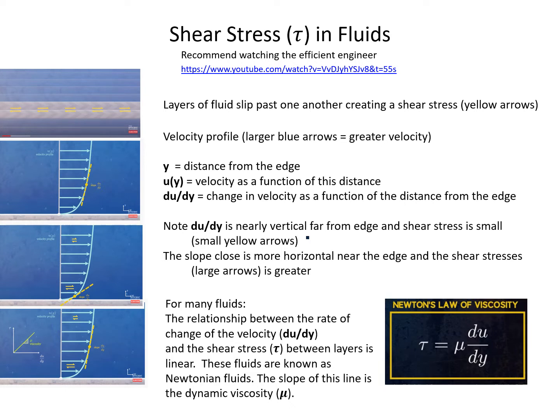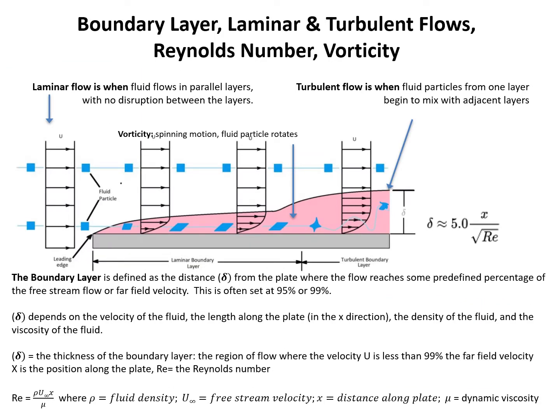Now, not all fluids are Newtonian. Blood is an example of a non-Newtonian fluid, and so is a solution of cornstarch, and I'll come back to those in a minute. This slide illustrates several important concepts and definitions, including the boundary layer, laminar and turbulent flows, Reynolds number, and vorticity. It shows fluid flowing toward and over a flat plate.